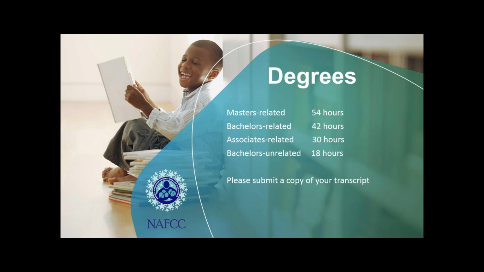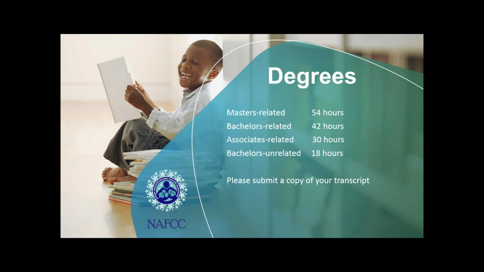The associate's in early childhood education, child development, or another related field can be submitted for up to 25%, which ends up being 30 hours, or the bachelor's unrelated. So if you have a degree like in accounting or law or something different than family child care, we still do count those hours, and we count it up to 15% of your required training hours, which ends up equaling 18 training hours. If you are a reaccrediting provider, these numbers will be a little bit different.